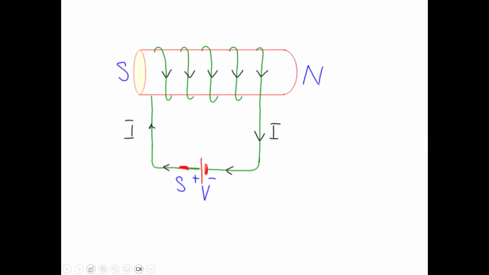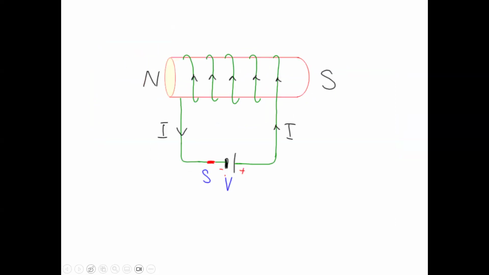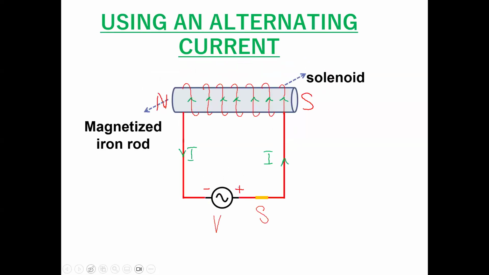Now, if we reverse the polarity of current, look at this diagram. Can you notice the direction of current? I'm going to reverse it. If I reverse the current, the polarity will change. Now, north is on the left side. If I reverse the current, magnetism reverses. What if I use alternating current? If I use alternating current, what will happen? Look, why is the polarity changing?